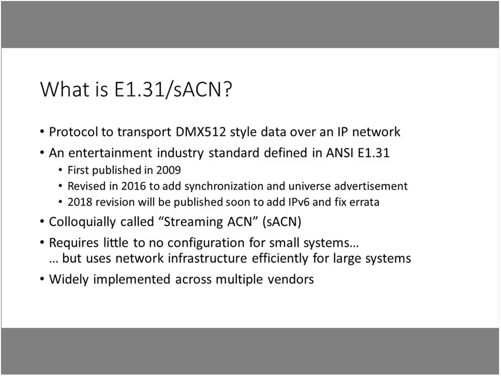We're really not going to talk about universe advertisement tonight, but in general, it just lets other devices on the network know what sources are out there and what universes they're sending. There's a 2018 revision that we have just finished up on and should be getting published in the next couple months, which fixed a few small errata, as well as adding IPv6 support. So there will be a forthcoming option for doing streaming ACN with IPv6, should you so need. As the next bullet point shows, it's colloquially called streaming ACN.